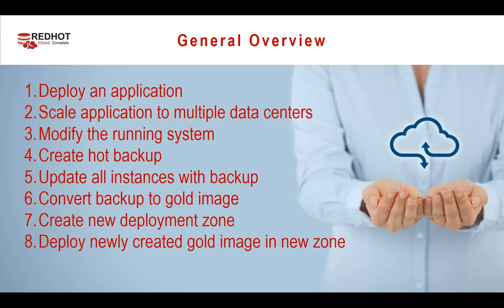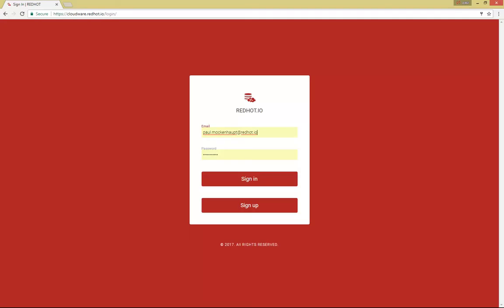We'll then take that backup, and from there we'll create a gold image out of it, which will be stored in a private corner of our secure repository. Then I'd like to show you how we can create a new deployment zone. And a deployment zone defines what are the valid targets or data centers for a deployment. So we'll create a new deployment zone, and then we're going to take that gold image we've created and deploy it into the new zone. And this will only take a few minutes. So let's go ahead and get started.